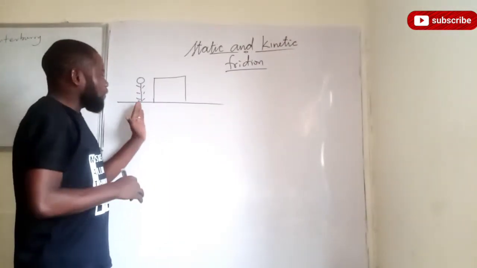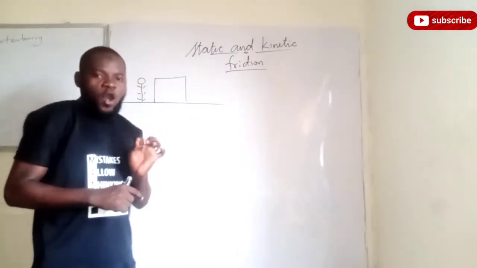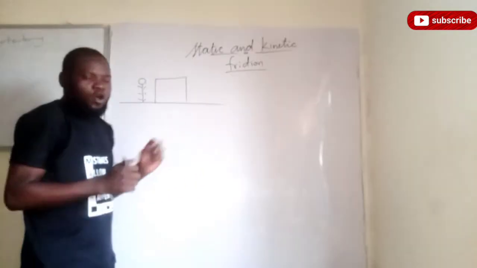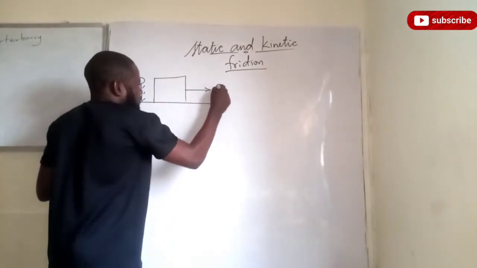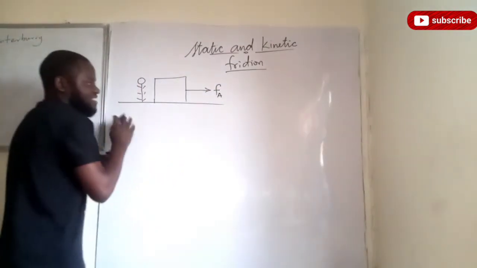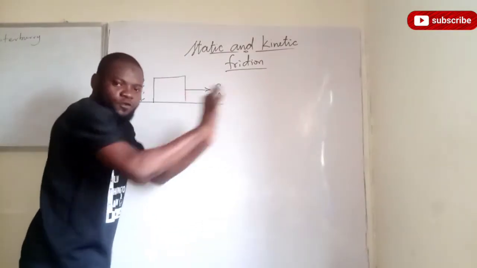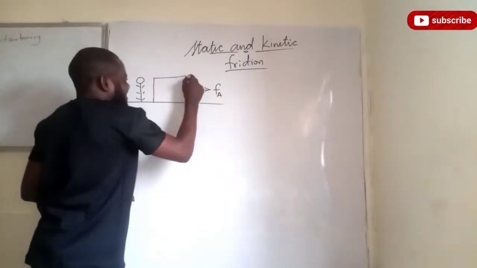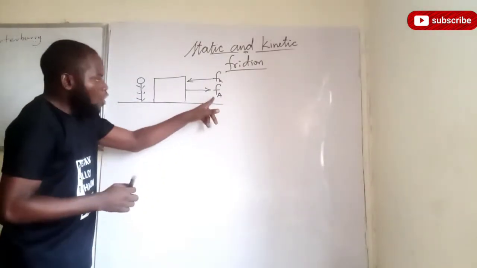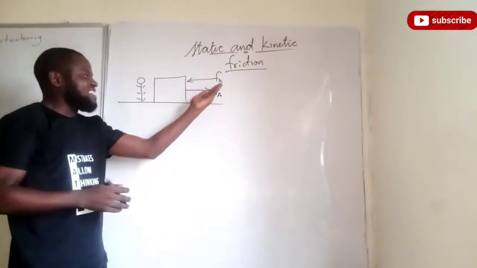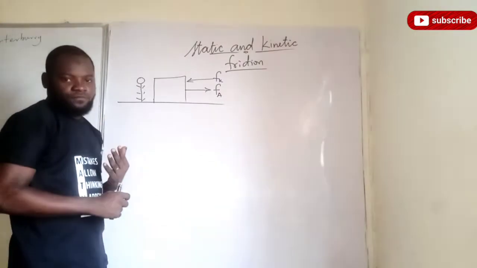And by the time the body starts moving, the force that is opposing the motion of the object, because by the time you apply the force in this direction, this is an applied force in this direction, it causes this body to move in this direction. The kinetic frictional force is said to oppose the motion of this object in an opposite direction.